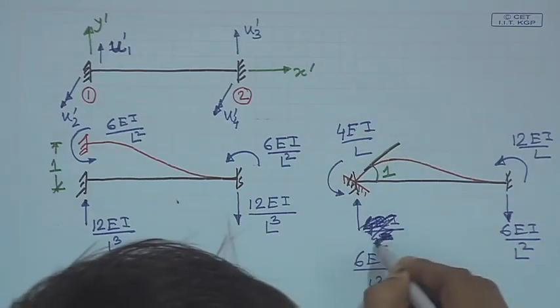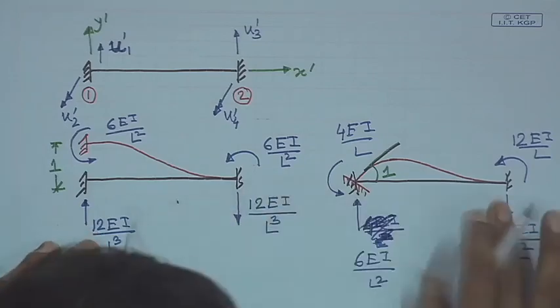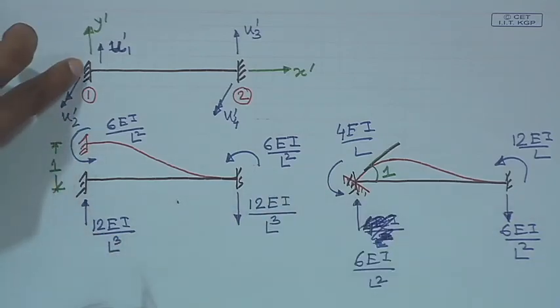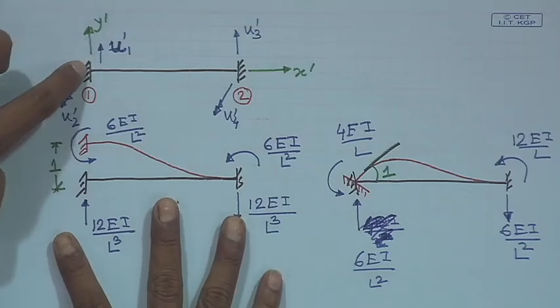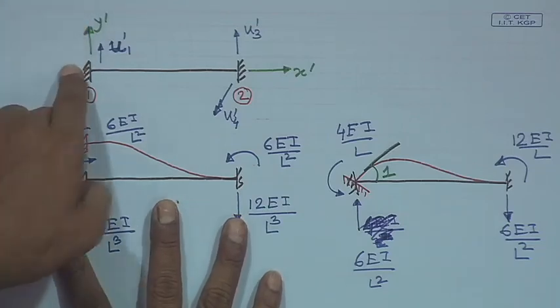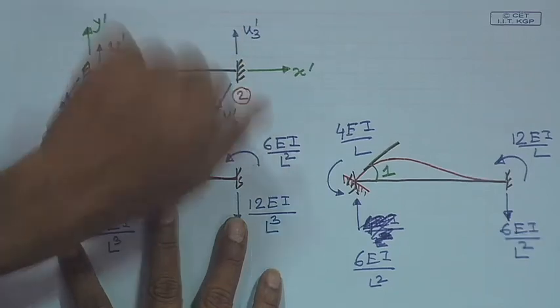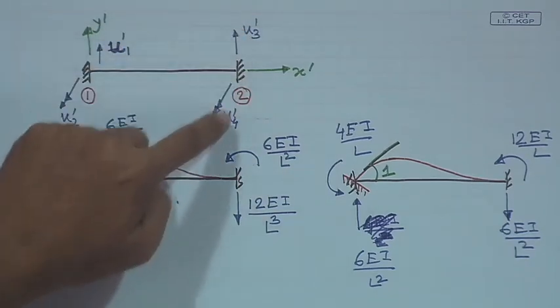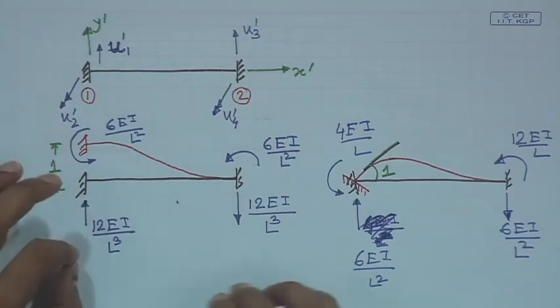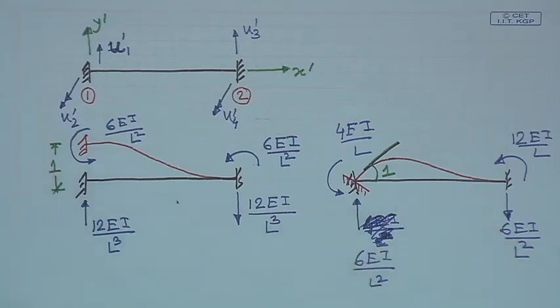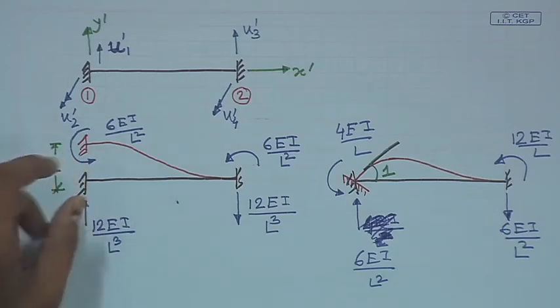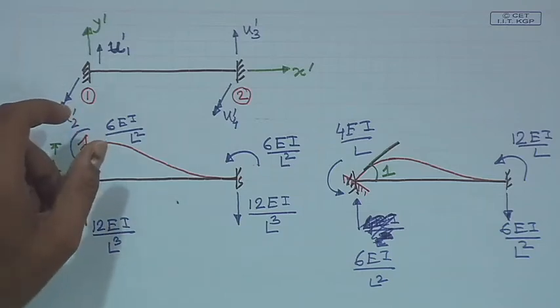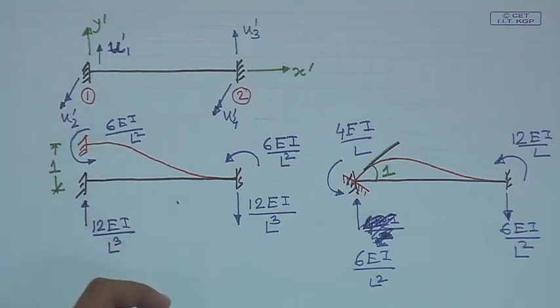Okay. Now, what we have done is consider that there are 2 degrees of freedom at each joint: translation and rotation at this joint, translation and rotation at this joint, U1', U2', U3', U4'. We are considering each degree of freedom separately and checking, if the member is allowed to have the deformation as per the chosen degrees of freedom, what would be the corresponding moments and reactions generated at the support.